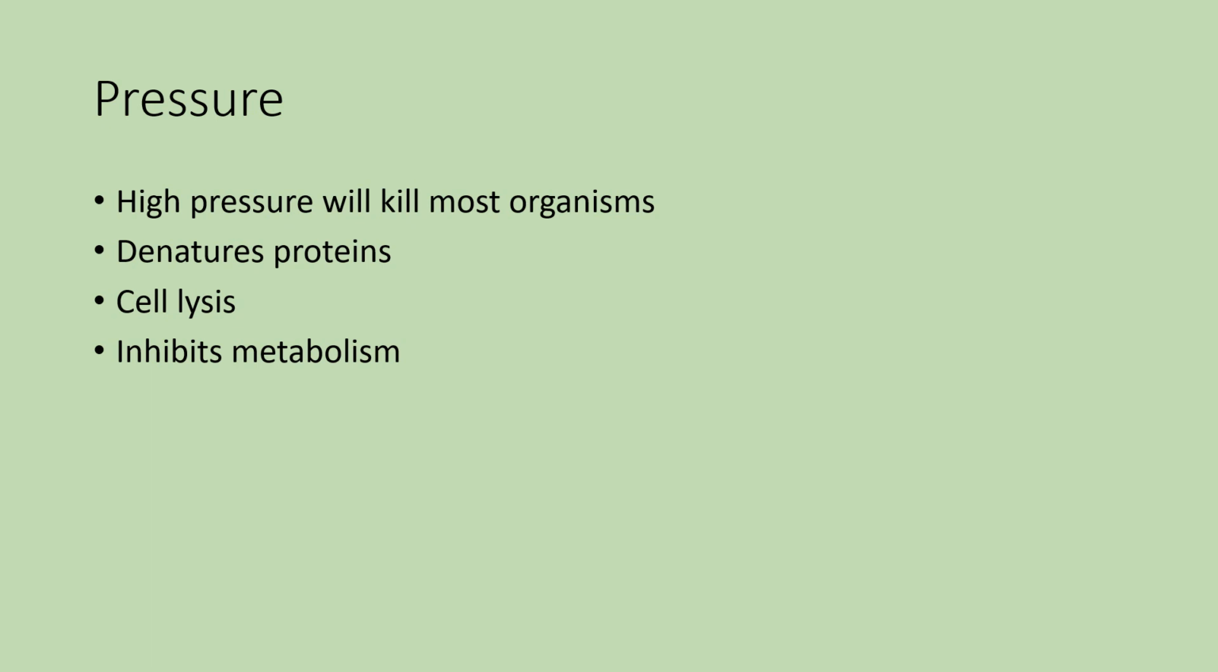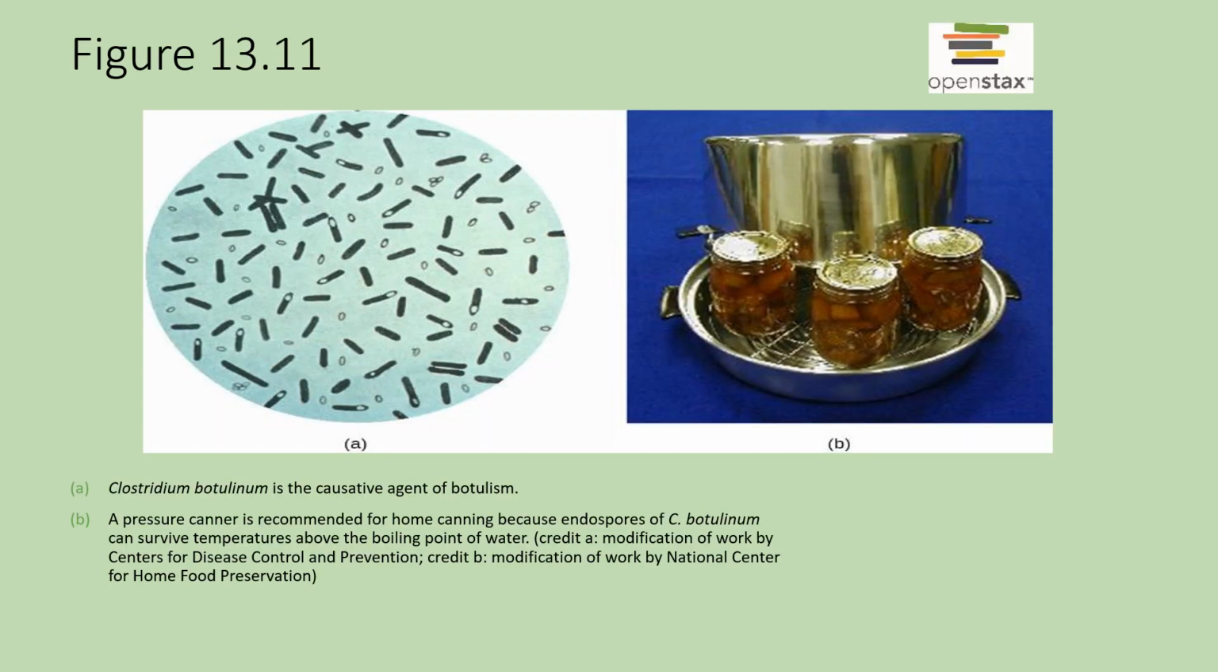You can use pressure to kill most organisms. What's going to happen is the cell's going to lyse, the proteins denature, and that's going to stop or inhibit any type of metabolic processes going on. So pressure over here, this is showing an example with using pressure as a means of killing things. With home canning, when you use a pressure cooker, that's what you're doing.